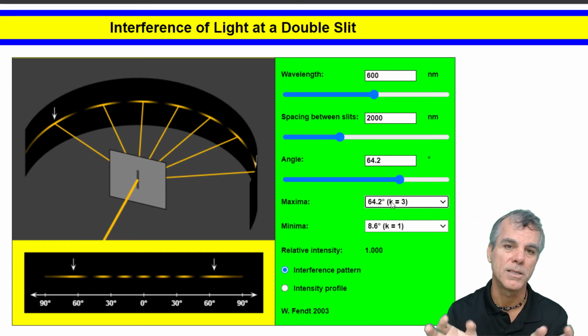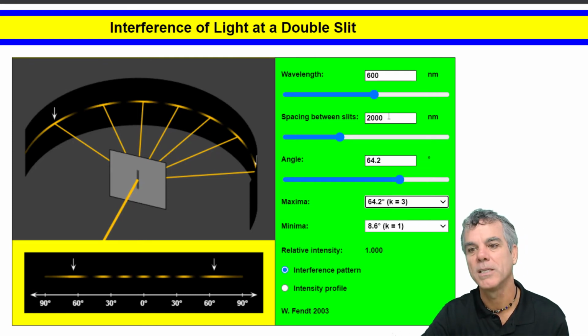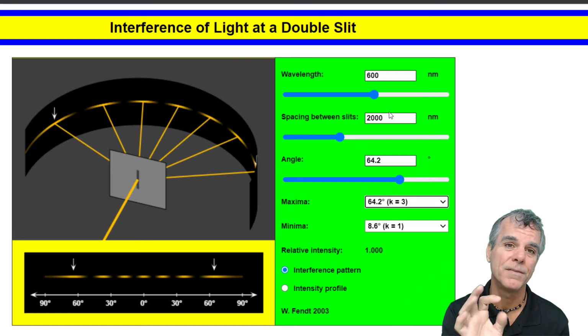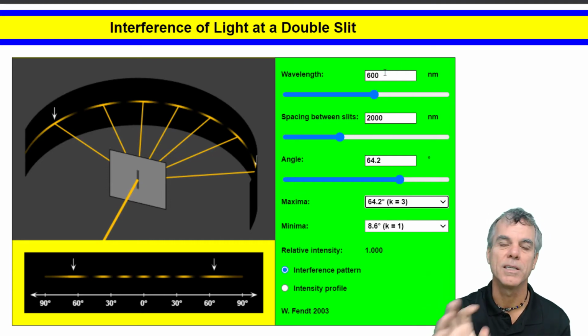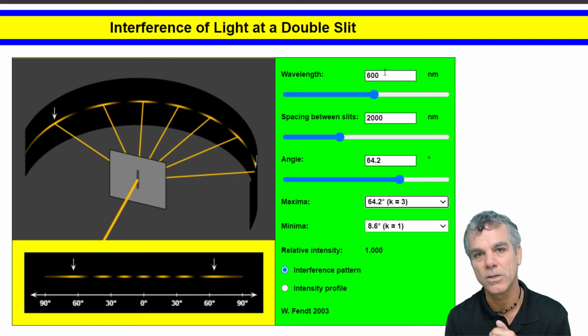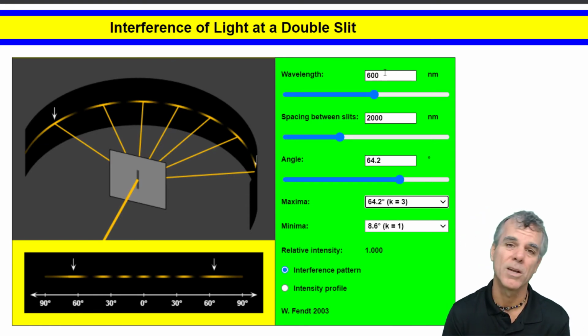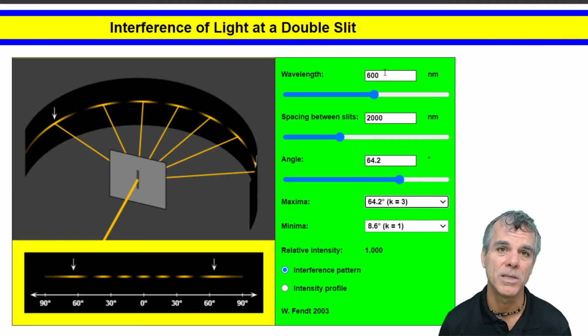So you can actually use this to figure out exactly how many bright fringes are going to be produced by a particular setup. So for example, if I change the spacing between the slits to 1500 nanometers and I still have a wavelength of 600 nanometers, how many bright fringes are going to be produced? What do you think?